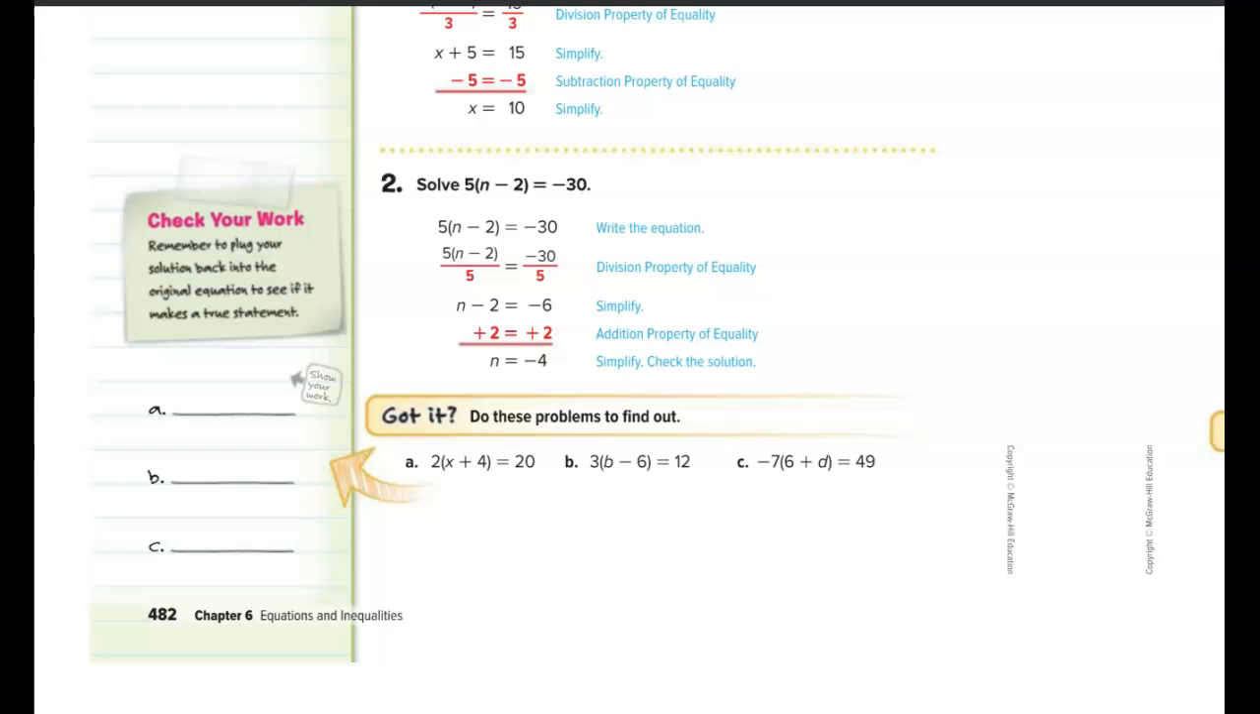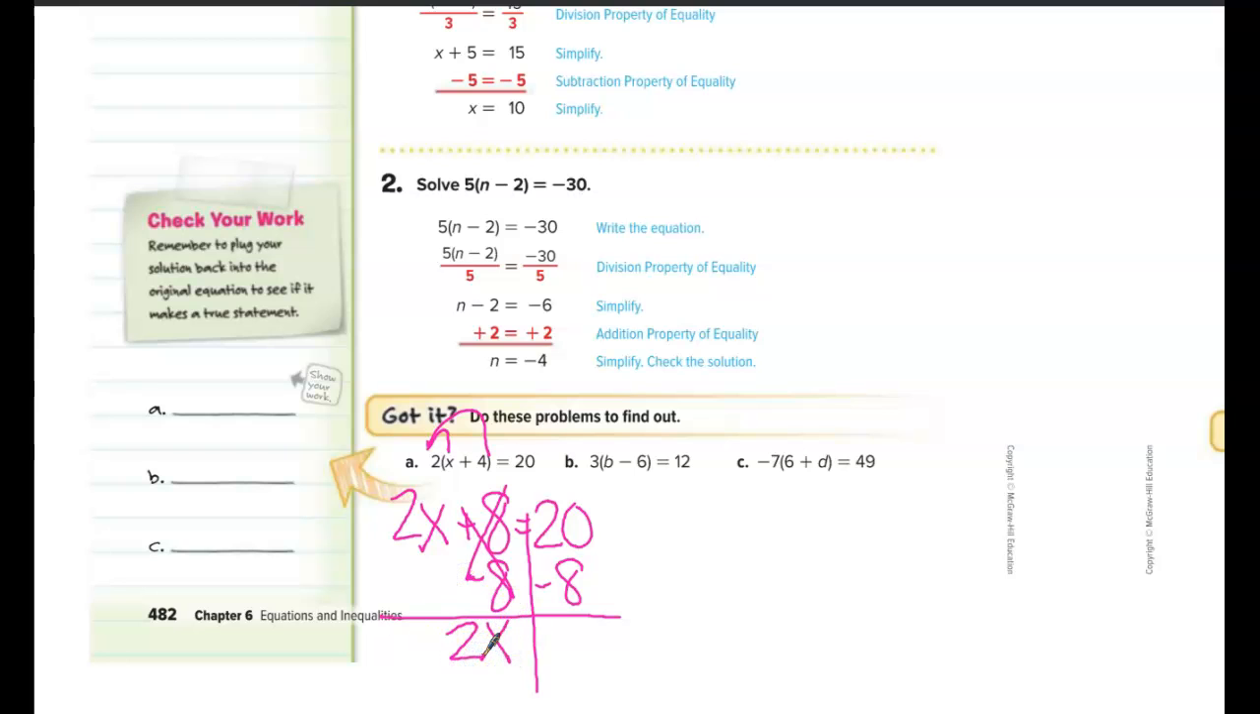I'm going to choose to kind of do it both ways. So I'm going to do A with the distributive property. So 2 times x is going to be 2x. 2 times 4 is 8, and that still equals 20. I have a plus 8, so in order to get rid of it, I'm going to subtract 8. This would give me a 0 pair. I have 2x equals 12. Since 2 and x are multiplied, the opposite would be to divide. So then I get x equals 12 divided by 2 is 6. So for A, you should have got x equals 6.